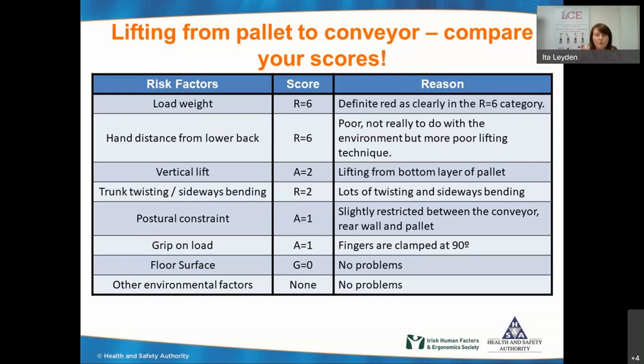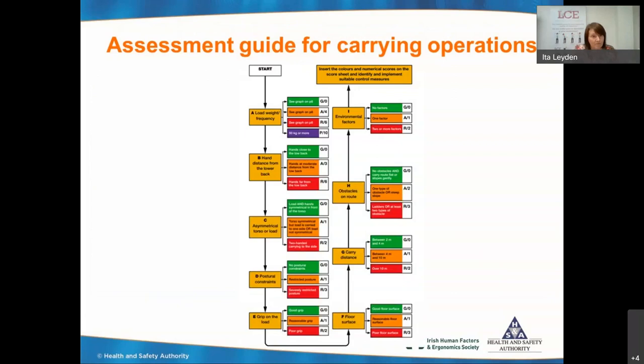Hopefully you found that exercise worthwhile, and you got to be a little bit more familiar with the process flow and following the assessment guide. But we're going to do another one. So we're now looking at the carrying operations. So we're going to look at the red topped section of your workbook. So that's on page 8. And the guide or the process flow for that is on page 12.